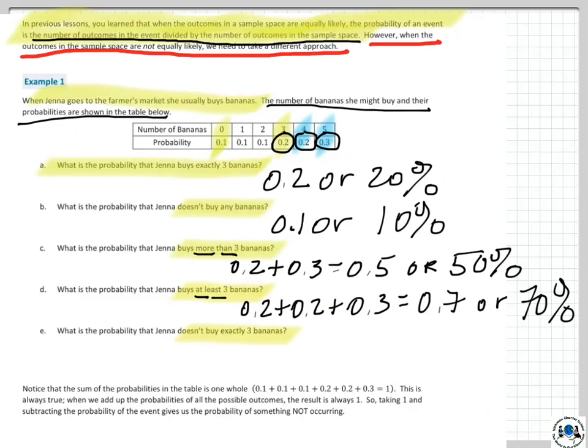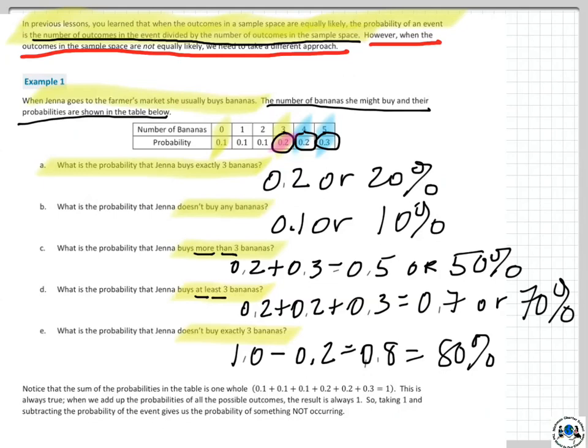Last one here is, what is the probability that Jenna doesn't buy exactly 3 bananas? Well, we can look at that two different ways. We could add 0, 1, 2, 4, and 5, or, and this is something we're going to see as a shortcut, and actually it's explained down at the bottom there, we could just do 1.0, which is a whole, minus 0.2, which is the probability of exactly 3.